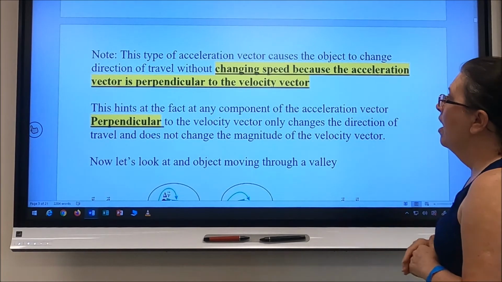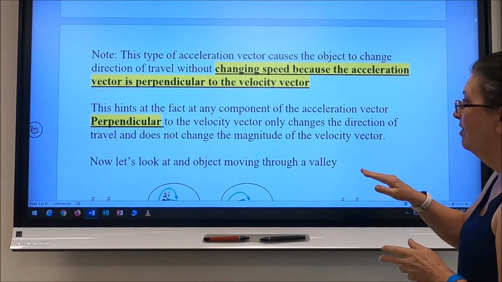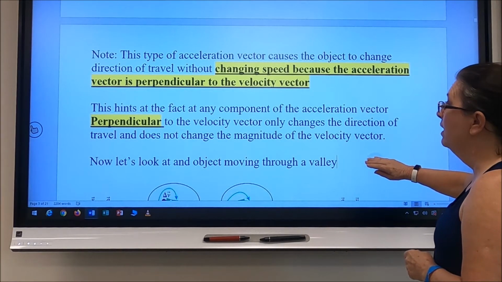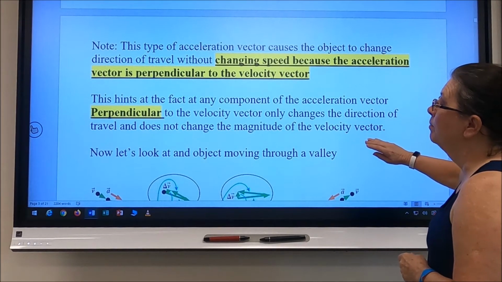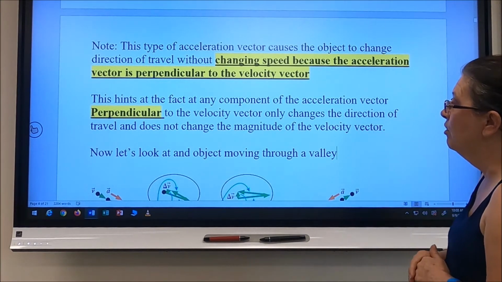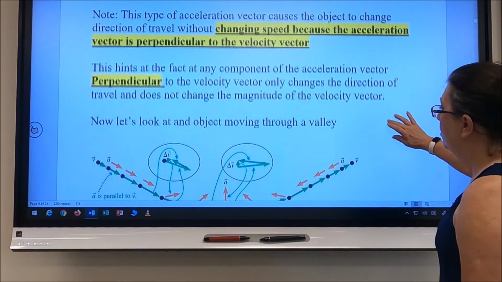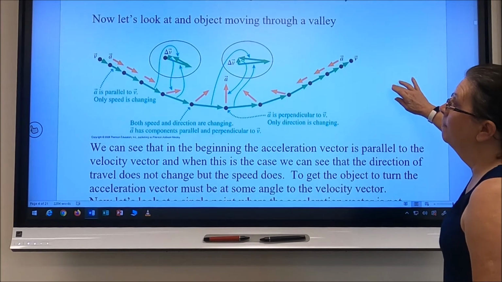So, they're not changing the speed, we're only changing the direction. So this is a big hint. Only the portion of any acceleration vector that is perpendicular to the velocity vector does not change the magnitude of the velocity. All it does is change the direction. So let's look at this image.